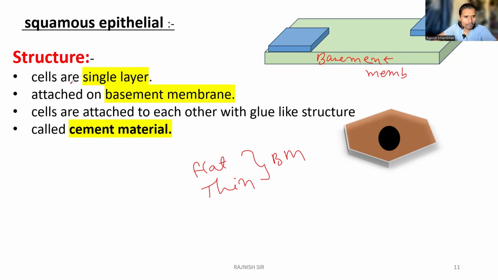Now, let me read this. The structure: cells are present in a single layer because it is simple. It is the type of simple epithelial tissue, squamous. Simple means single layer. Second, they are attached to the basement membrane. See the diagram. Cells are attached to each other with a glue-like structure called cement material. So only 3 points are there to remember and understand.